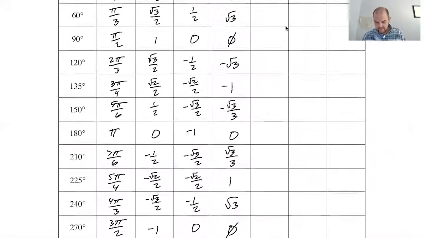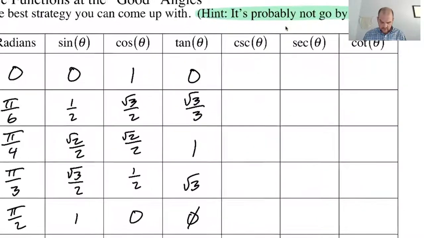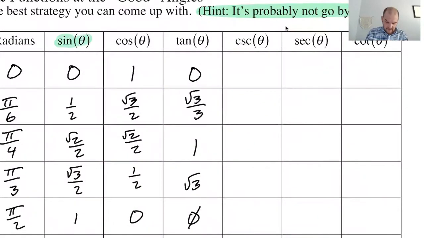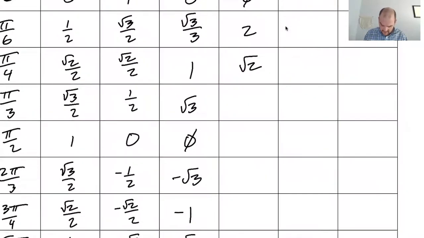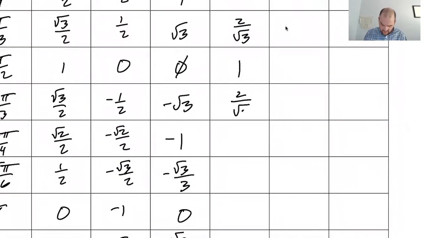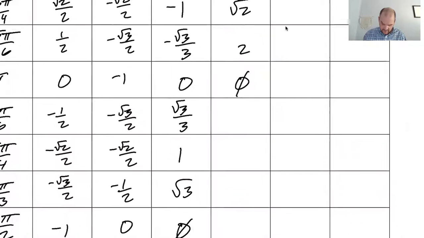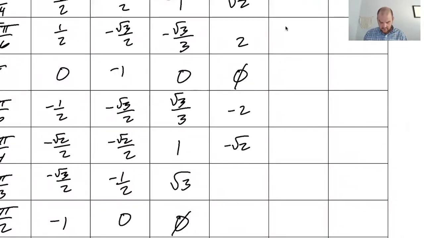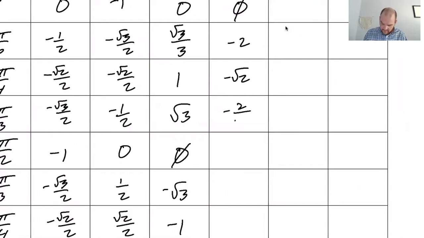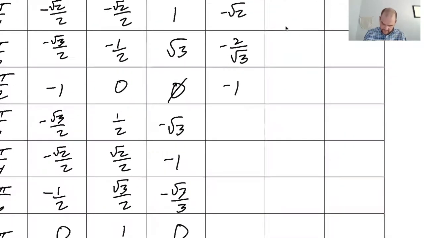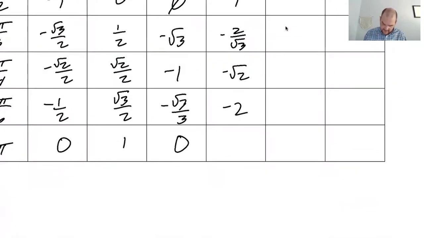Now for the other columns, I'm literally just going to flip things over. So I'm looking at the sine, but I'm flipping them. So here we go. This will be undefined, 2, root 2, because for some reason we rationalize that. 2 over root 3. Doesn't look any better, so you don't rationalize it. 2 over root 3. Root 2 you do rationalize. 2, can't divide by 0. Negative 2, negative root 2, we rationalize for some reason. Negative 2 over root 3, negative 1. Negative 2 over root 3, rationalize this one. Negative 2, can't divide by 0.